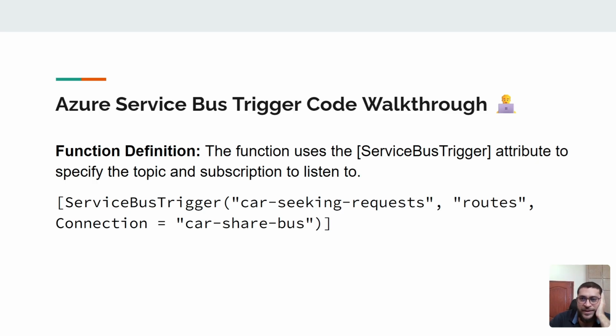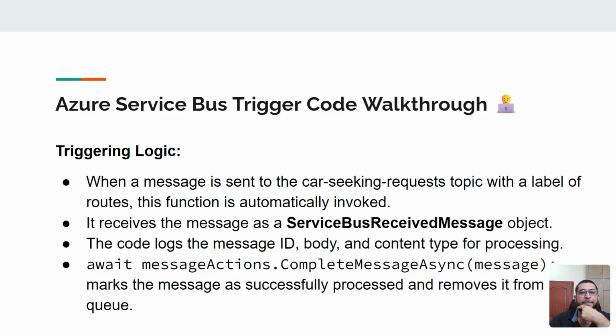I already explained the request and the route, and the triggering logic. When a message is sent to the car seeker request topic with the label of the route, the function is automatically invoked. It receives the message as a ServiceBusReceivedMessage object, and to complete the message, you will use the other object.